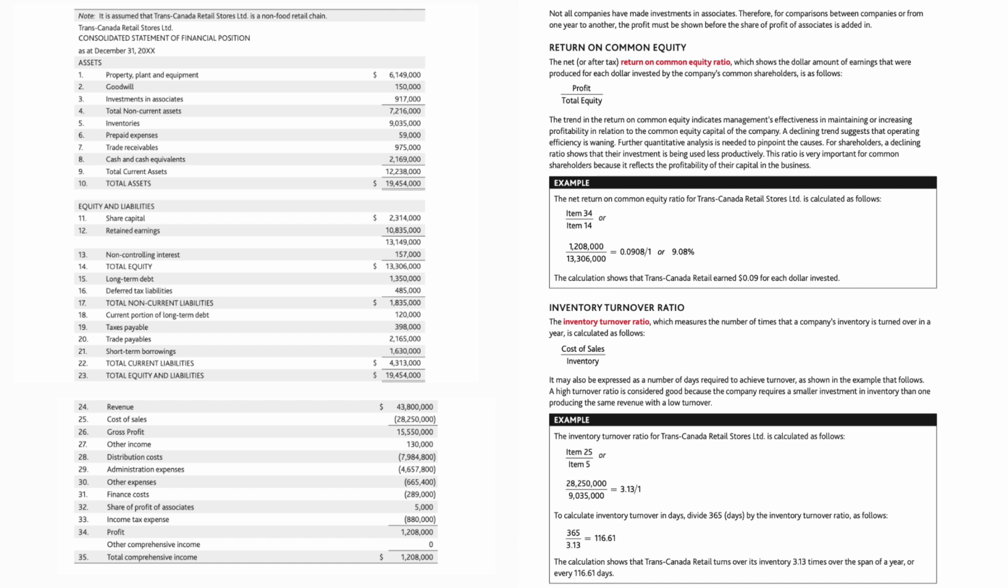Here's an example. The inventory turnover ratio for TransCanada Retail is calculated as follows. Item 25 divided by item 5, which is 3.13. To calculate inventory turnover in days, divide 365 days by the inventory turnover ratio as follows. 365 divided by 3.13. The calculation shows that TransCanada Retail turns over its inventory 3.13 times over the span of a year, or every 116.61 days.